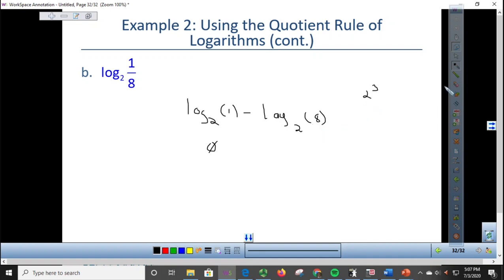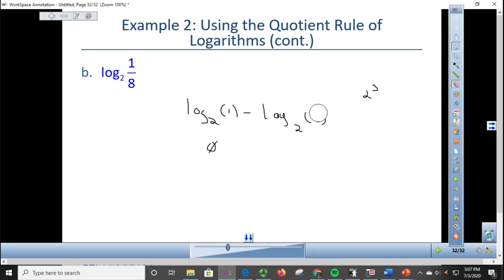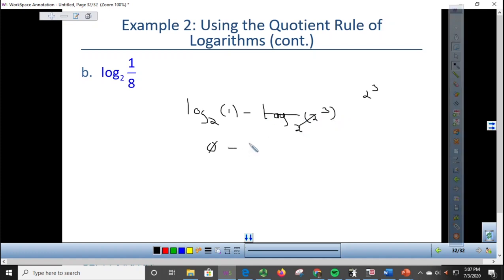If I change this to 2 to the third power, I can go back to my rules of logs that says if my base is the same as my argument, I can cancel the log. So this is basically minus 3. So my solution is negative 3. So log base 2 of 1/8 is going to be negative 3.